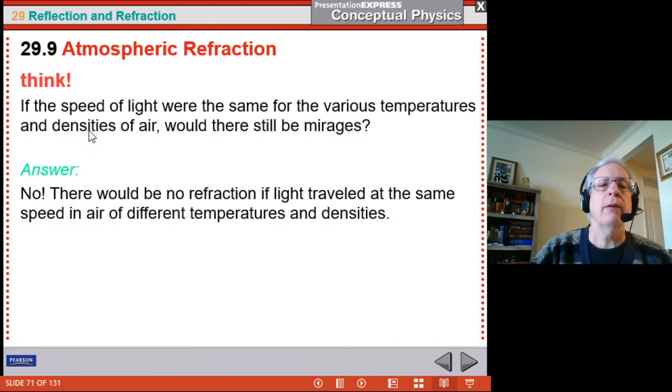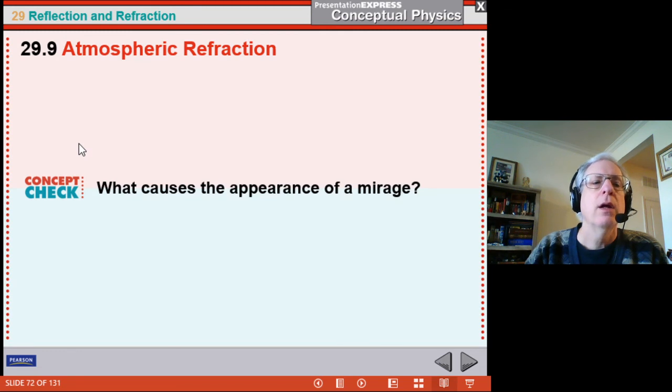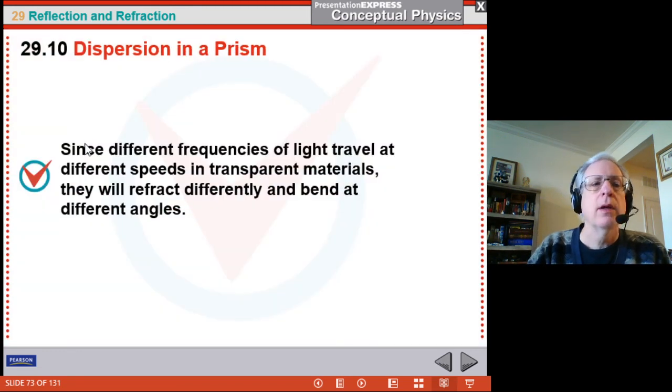So if the speed of light were the same for the various temperatures and densities of air, would there still be a mirage? No, because there wouldn't be any bending of the light in the air. What causes the mirage? The bending of the light in the air. So that's refraction. I'm going to stop, and then the next video will be dispersion.